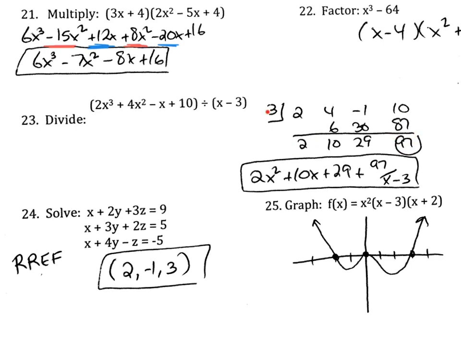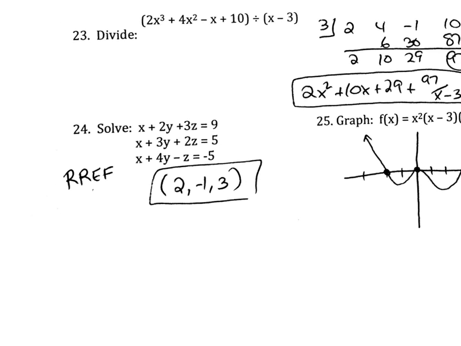The last number is your remainder. Remember, don't just leave it like that. Don't forget to write your answer. A lot of you forget to write your answer sometimes. These are your coefficients of your answer, and because it started with degree 3, your answer is going to start with degree 2. So it's 2x squared, 10x, 29, 97 back on top of the x minus 3.